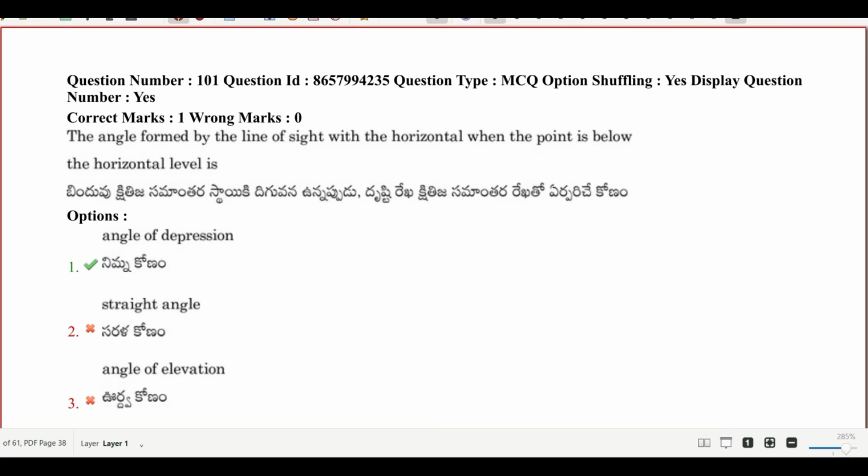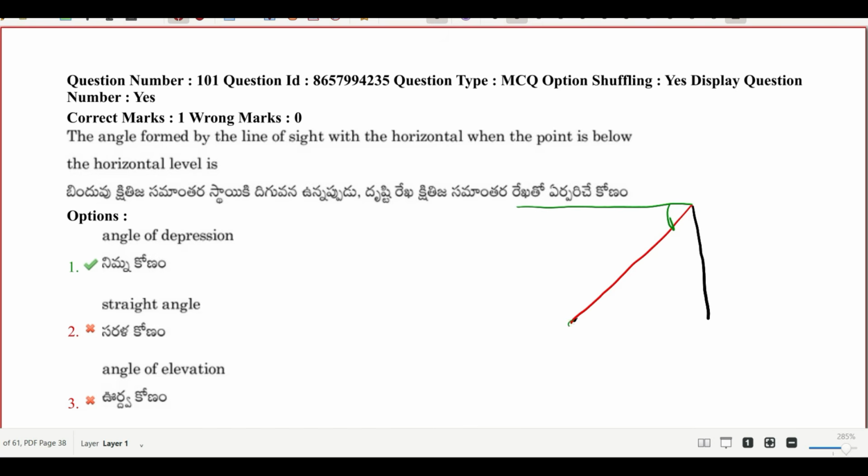That means, from a certain height, if you are observing an object which is on the ground, then this is known as a line of sight. This red color is the line of sight, and this green color acts as the horizontal line. The angle formed by this line of sight with the horizontal line is called the angle of depression. If the horizontal line is below the line of sight, then that is known as the angle of elevation.